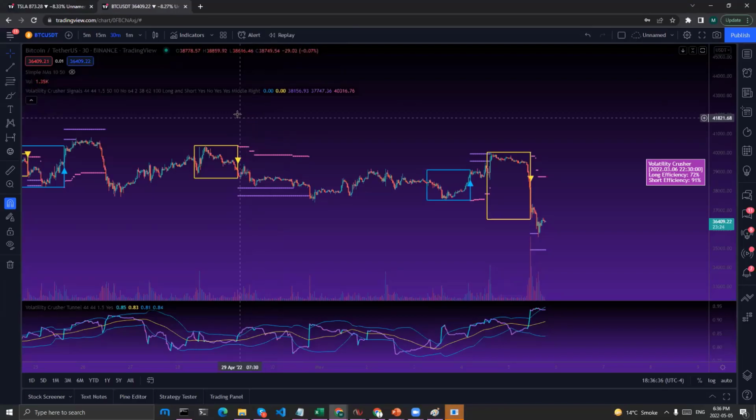So here, I'm just going to talk a bit about and demonstrate how the signals work and why you get signals in Volatility Crusher, and then also how the parameters work a bit, so you get a feel for how to adjust them and what's happening when you're adjusting them. So here I've applied Volatility Crusher onto the 30-minute chart for Bitcoin Tether, and I haven't adjusted anything. It has the default settings.